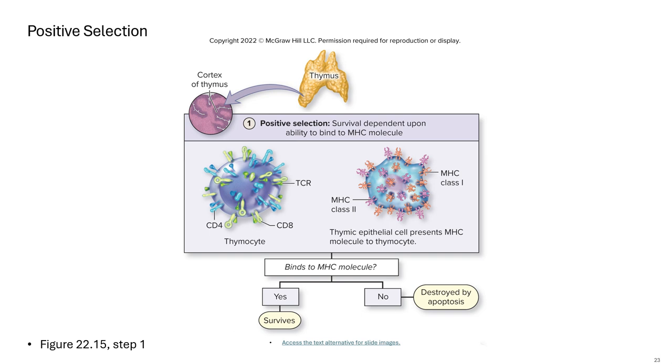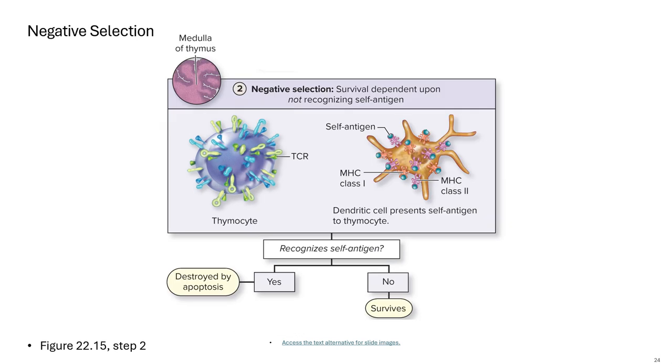So in this case, positive selection, you're keeping cells that do bind, right? This is in the cortex of the thymus. Negative selection is exactly the same except that it's totally opposite, right? So in this case, this is in the medulla of the thymus, still in the thymus. Now we're keeping the cells that don't bind or don't recognize, okay?